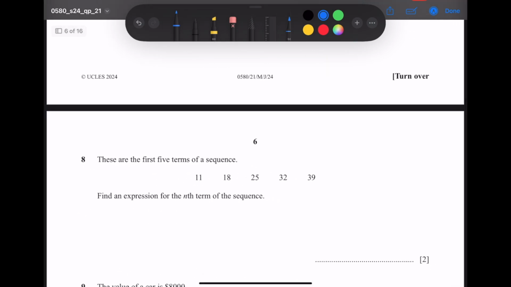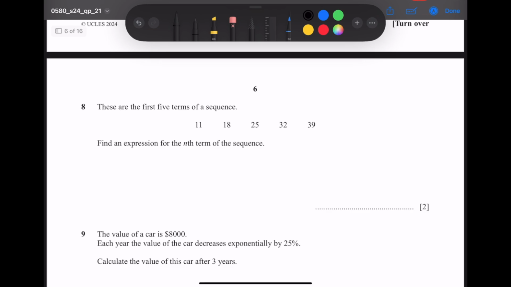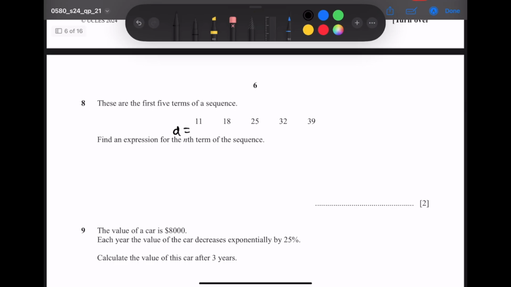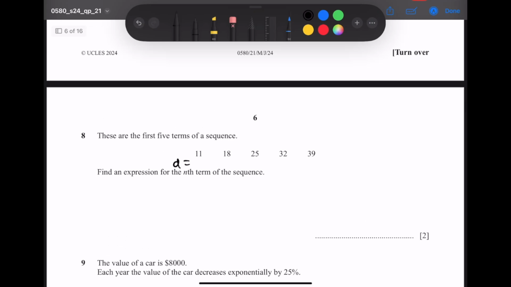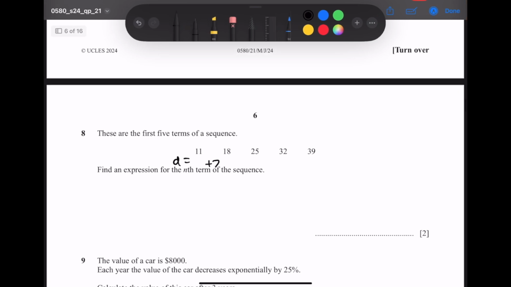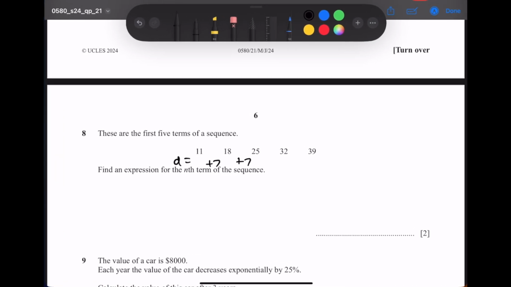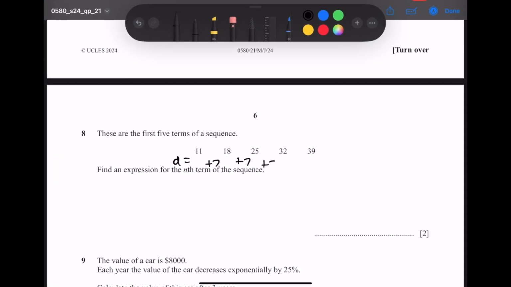Okay, question 8. These are the first 5 terms of a sequence. Find an expression for the nth term of the sequence. So if you find the common difference between the terms, i.e. what number added to 11 makes it 18, what number added to 18 makes it 25, and so on. In this case, the first difference is 18 minus 11, which is plus 7, 25 minus 18 plus 7, 32 minus 25 plus 7, and 39 minus 32 plus 7.